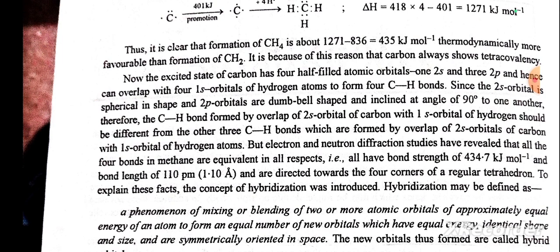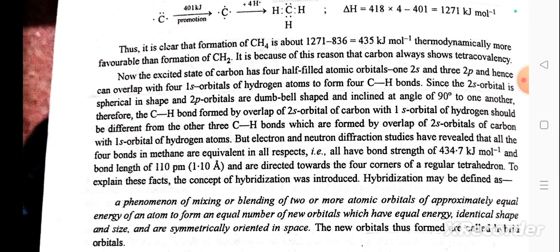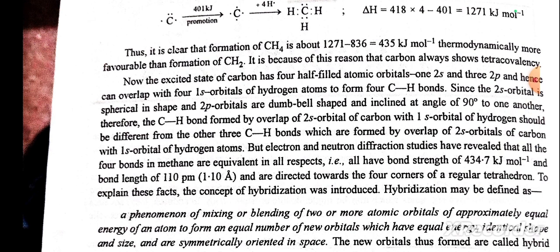Now, the excited state of carbon has four half-filled orbitals, one of 2s and three of 2p, and hence they can be overlapped by the 1s orbital of hydrogen atoms to form four C-H bonds. Since the 2s orbital is spherical in shape and the 2p orbitals are dumbbell shaped, and they are oriented at an angle of 90 degrees to one another.